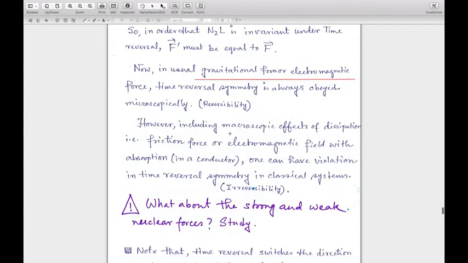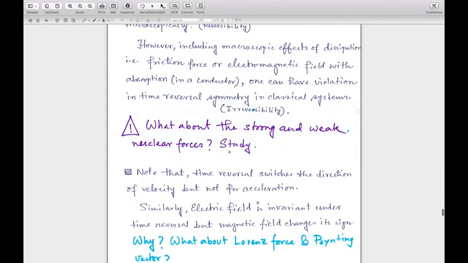However, if we include macroscopic effects of dissipation, that is friction force or electromagnetic field with some absorption in a conductor, for example, then we can have dissipative effects. And as you know, whenever there is some dissipation, there will be irreversibility, and we can have violation of time reversal symmetry in classical systems, of course. So my question to you is to study on the internet or in books: what about the strong and weak nuclear forces? Can you tell me?